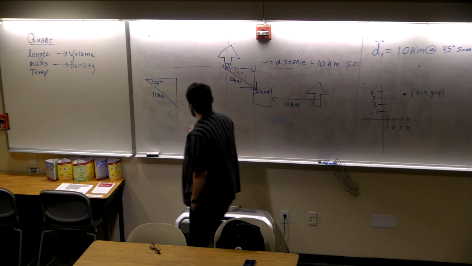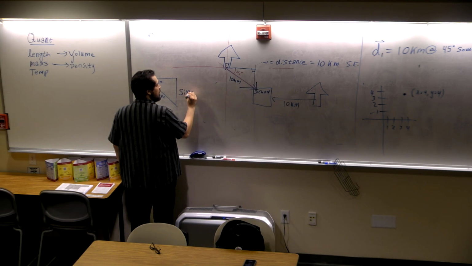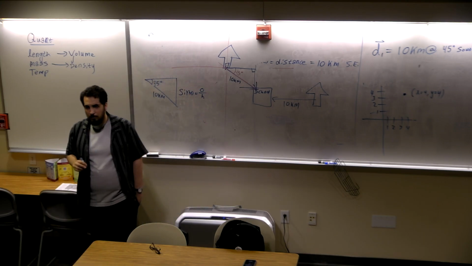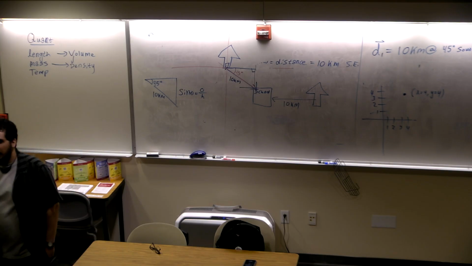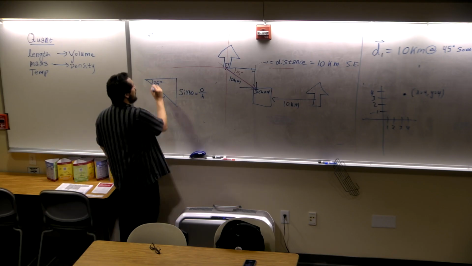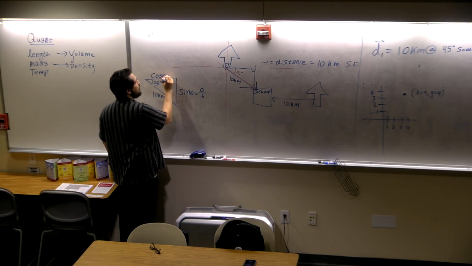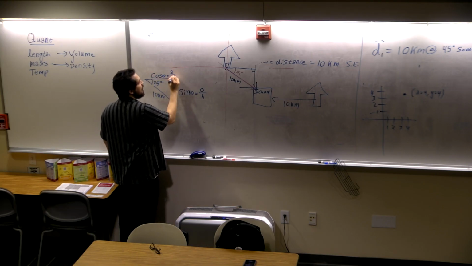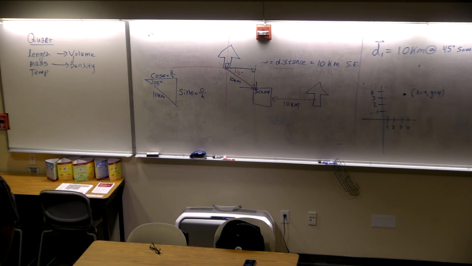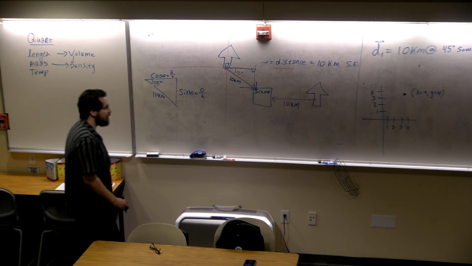Because the sine of theta is given by opposite over hypotenuse. So if we want that opposite leg, we take sine of 45 degrees and multiply it by that hypotenuse, 10 kilometers. And then we have cosine of theta, which is adjacent over hypotenuse. So if we want that adjacent leg of our right triangle, we take the cosine of 45 degrees and we multiply it by the hypotenuse, 10 kilometers.